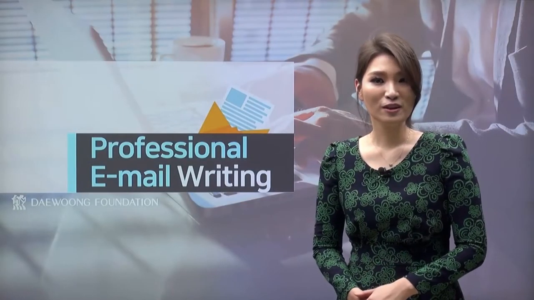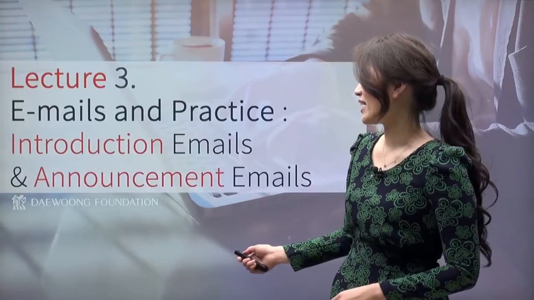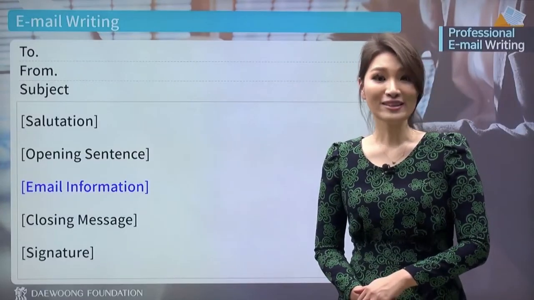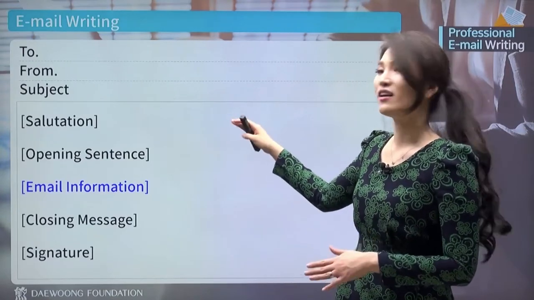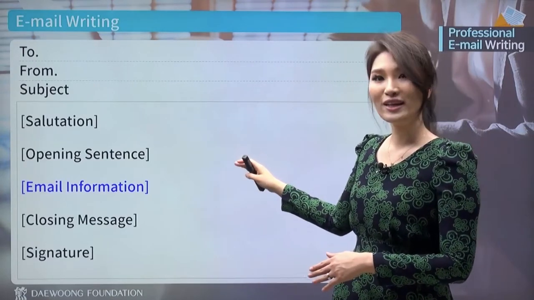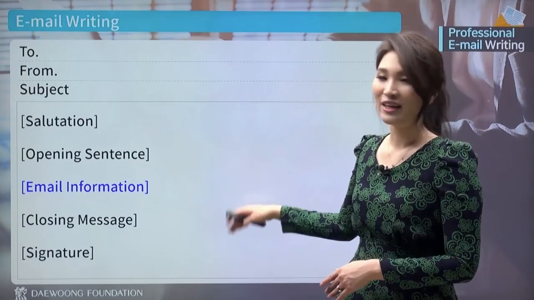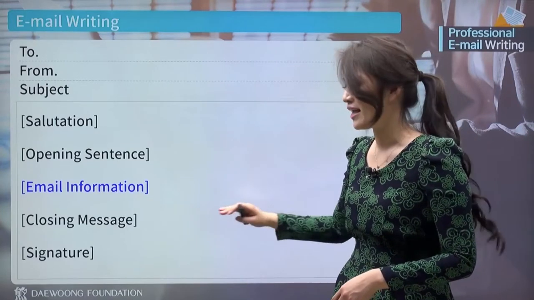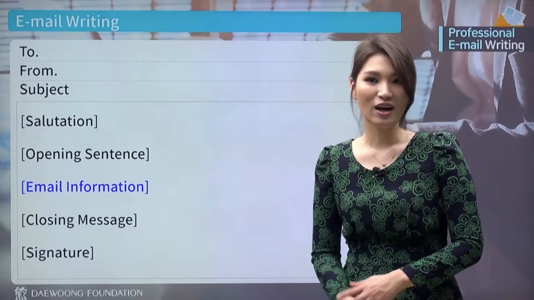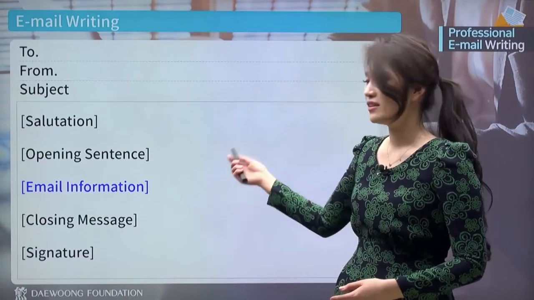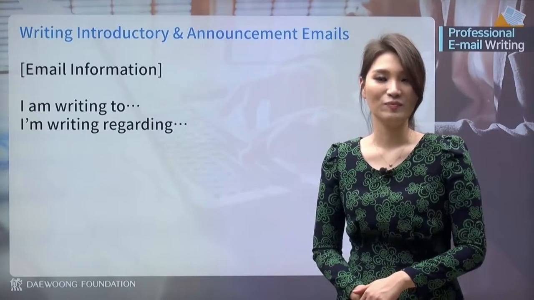Today, let's first look at the structure of emails again. The basic structure was like this. You had to write a clear subject line, a salutation, an opening sentence with a greeting or a pleasantry, the content of the information, a closing message, and a signature. Today, the focus is on the email information, so let's look at this in more detail.